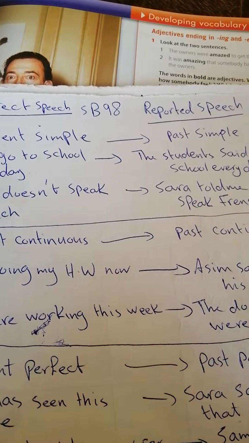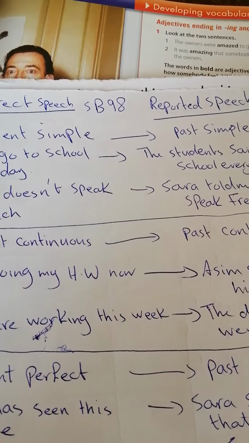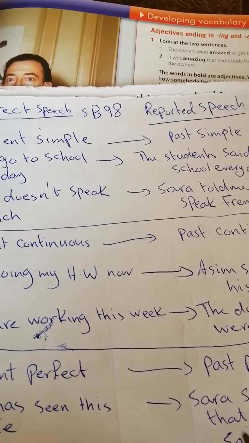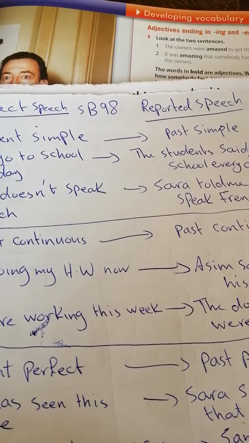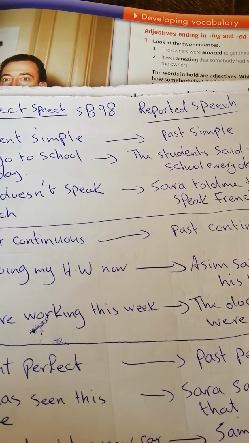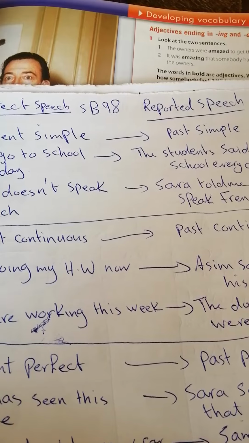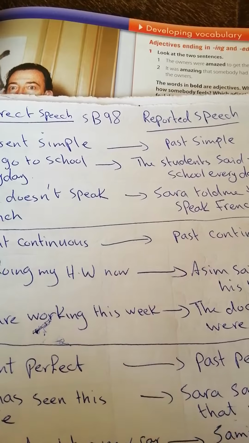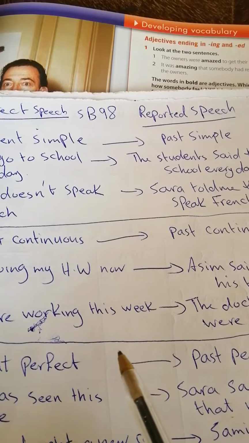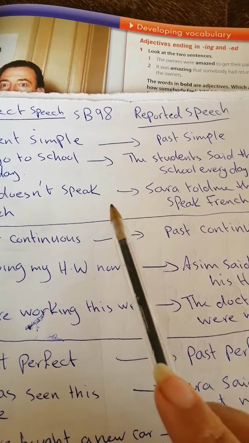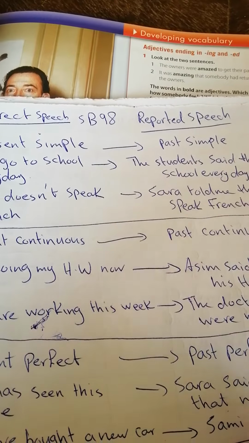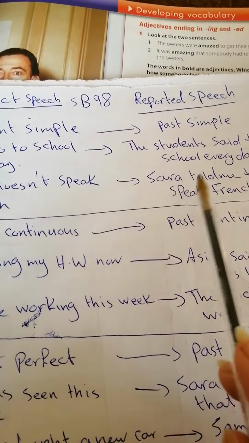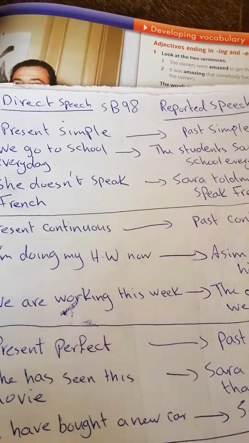And we said that after said, we don't need to have a direct object, but after told, we need to have a direct object, such as her, us, him, and them. For example, they told me that the weather was cold. She said the weather was cold. After said, here we don't have an object, whereas after told, there is an object.